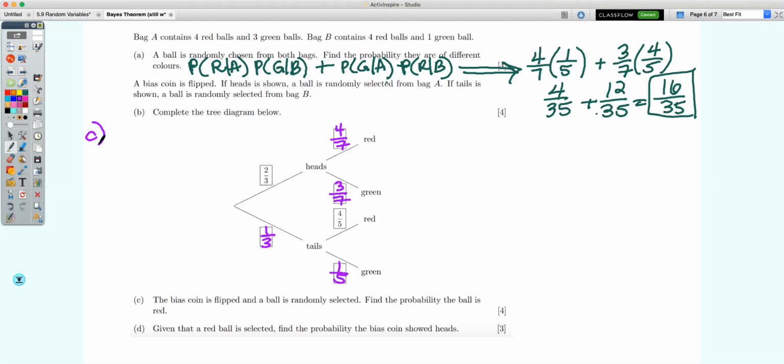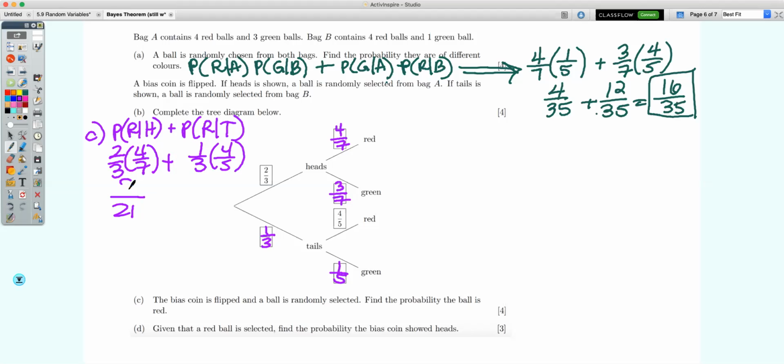So red being heads or red being tails. So that is 2/3 times 4/7 plus 1/3 times 4/5, because that's getting heads and then going red, or tails and then going red. So then that becomes 8 over 21 plus 4 over 15. We have to add those together.